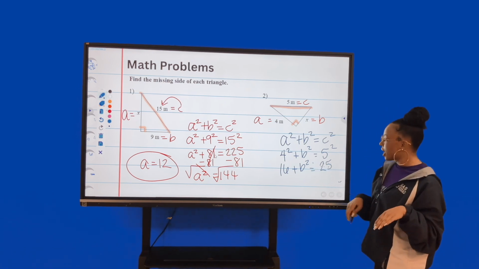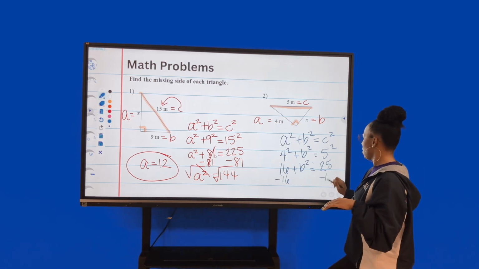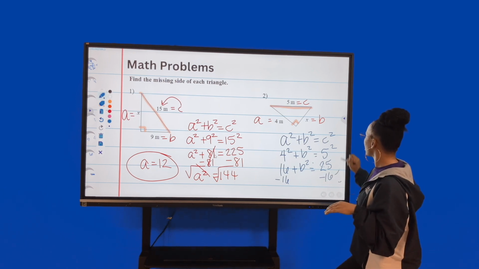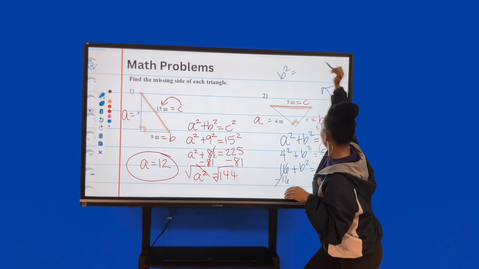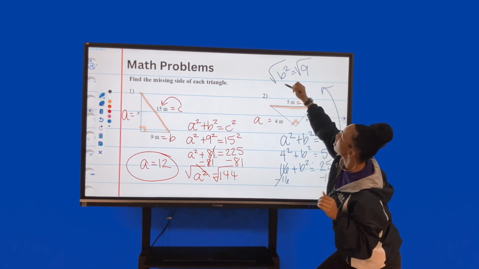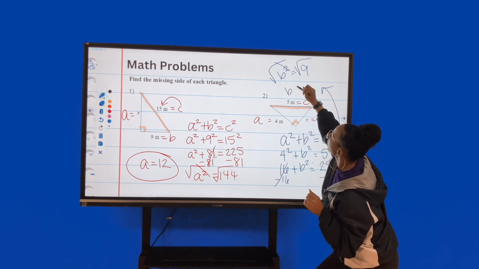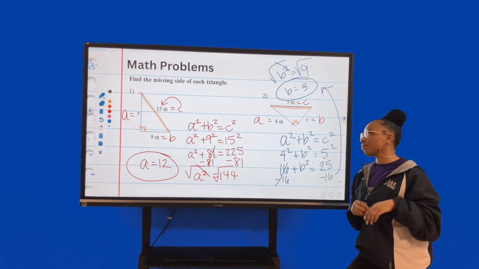Okay? And then I have to move that 16 to the other side. So I'm going to subtract 16 from both sides. I'm running out of room. So now I have b squared equals 9. I got to take the square root of both of these. So now those cancel out. I'm left with b. The square root of 9 is 3. And that is your final answer.